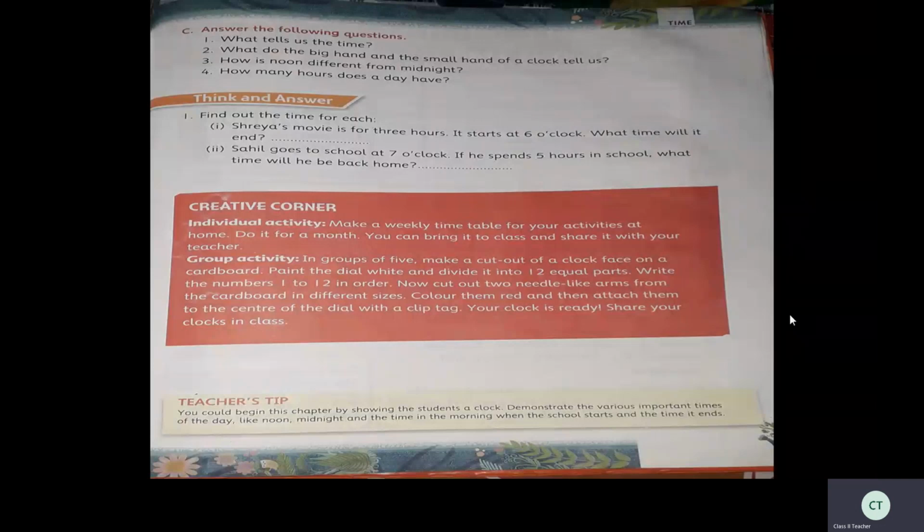Okay, children. So in this way we have to find out time. This chapter is over. Read the chapter 4 times. Learn the spellings. Some new words are there. Learn them. And learn the exercises like fill in the blanks, match the following, and answer the following. Read the textbook, that is very, very important.